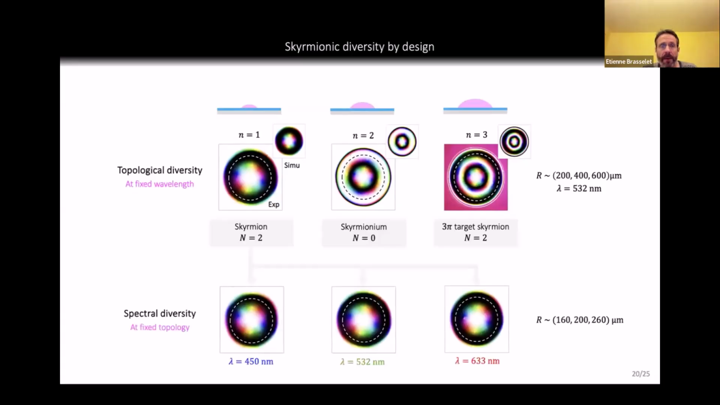Not only a topological diversity can be achieved, but also spectral diversity. Let's say you pick a given topology, but adjusting the radius this time for any wavelength is also possible, and shown here in the bottom part of the slide.